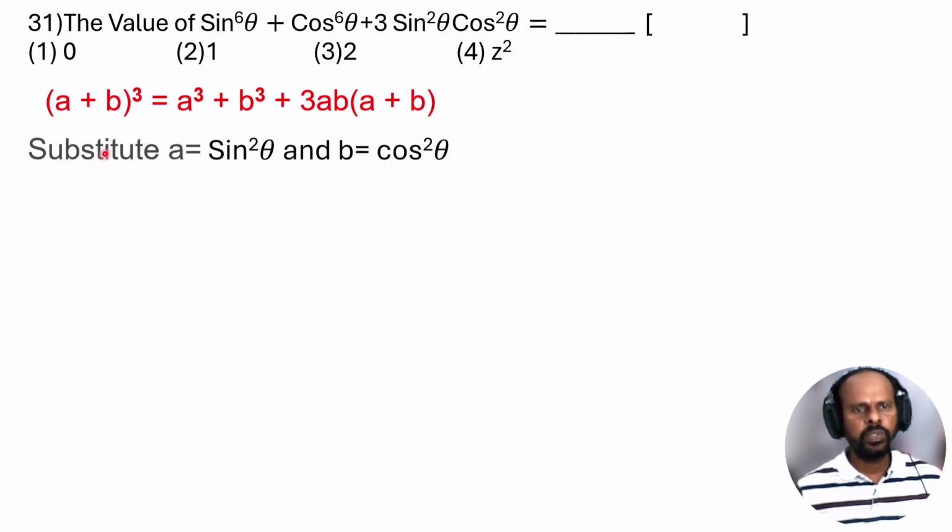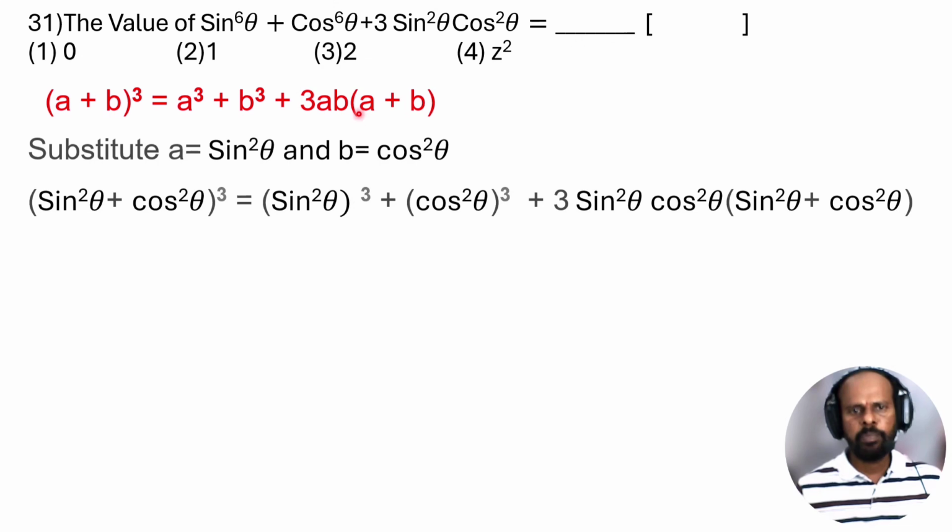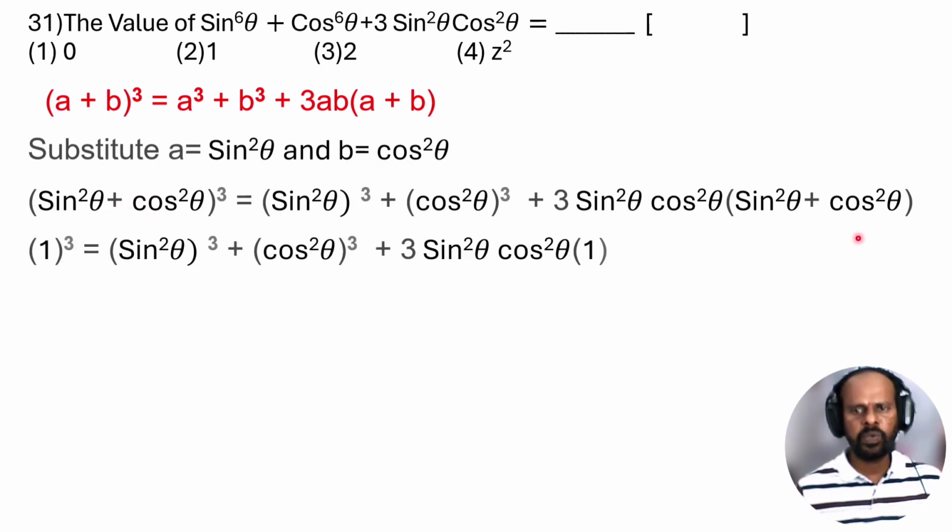So this formula now becomes (a sin²θ)³, (b cos²θ)³, that is a³ sin⁶θ and b³ cos⁶θ, plus 3ab, writing as it is, (a sin²θ)(b cos²θ)(a + b), where a + b means sin²θ + cos²θ. Here we got one identity, and here we got one identity, that is sin²θ + cos²θ = 1. So let us write 1 and 1 in these two terms, remaining I am writing as it is.